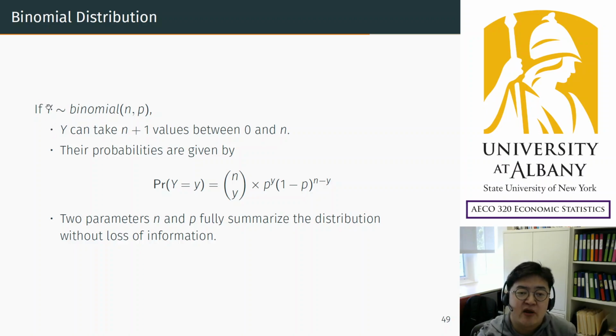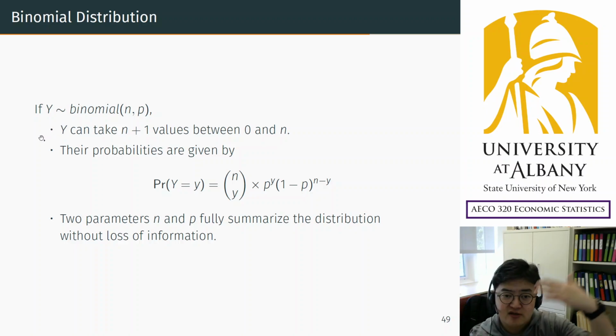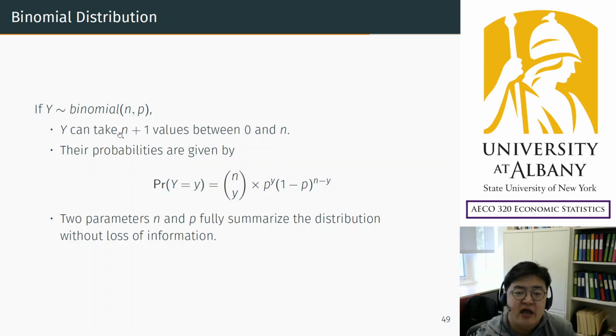We write that the random variable y follows a binomial distribution, and we denote the parameters by n and p. n is the number of experiments, and p is the probability of success. And y is the number of successes out of n trials, and it can take n plus 1 possible values, because the minimum is 0 and the most it could be is n, right? When all the experiments are successes, you get n, and when all experiments are failures, you get 0. So there are n plus 1 possible outcomes.